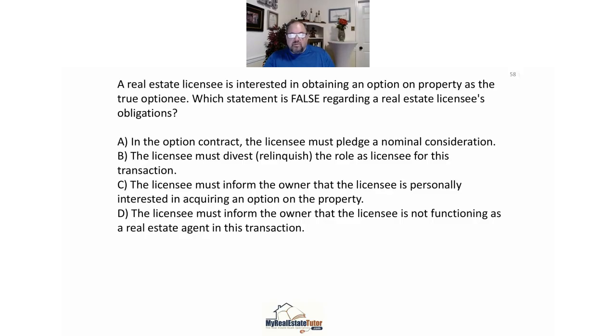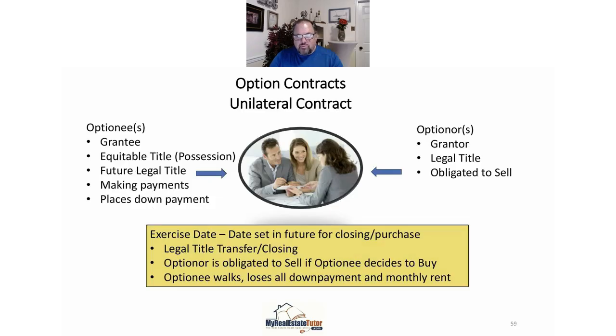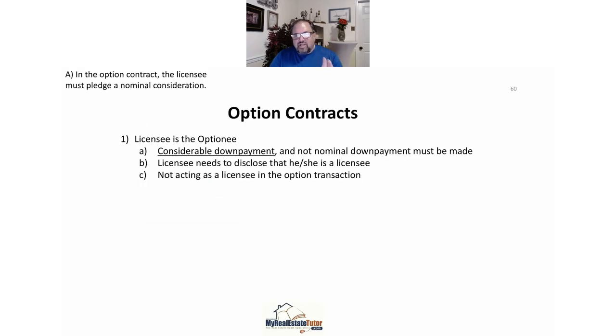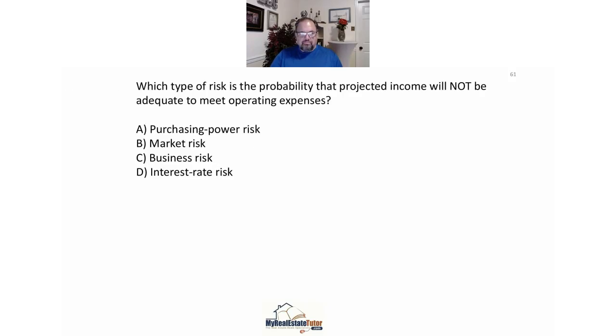Okay. If you look at B, the licensee must divest the role or relinquish as a licensee. We talked about that. In other words, they're not going to be in a licensee role. C, the licensee must inform the owner that they're personally interested in acquiring. So there's disclosure. And then the licensee must also inform the owner that they're not functioning as a real estate agent in the transaction. Okay. You understand the principles of an option contract? The position of a licensee, again, disclosure and considerable down payment is what you're looking for.